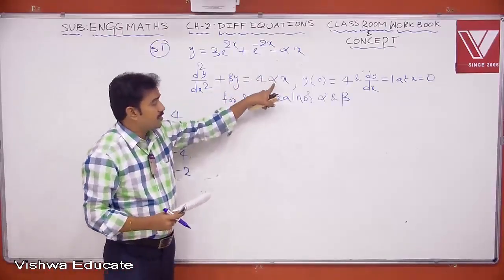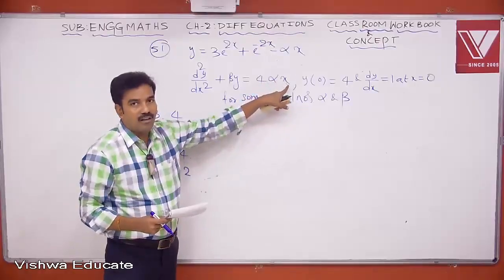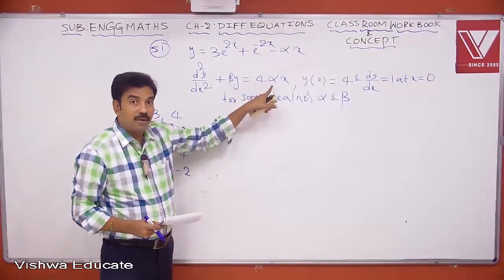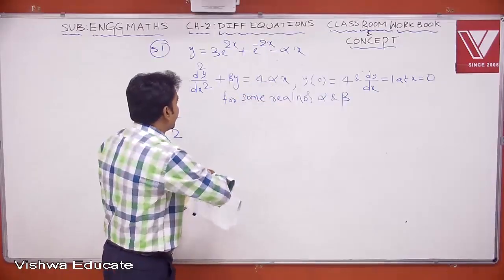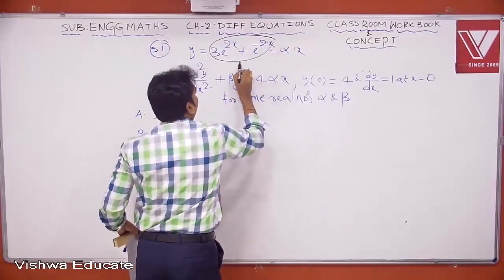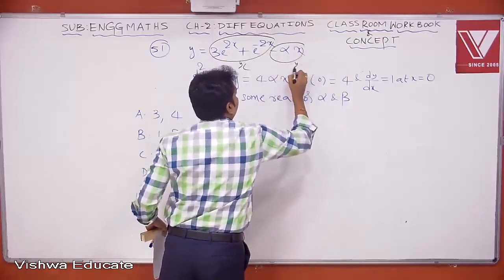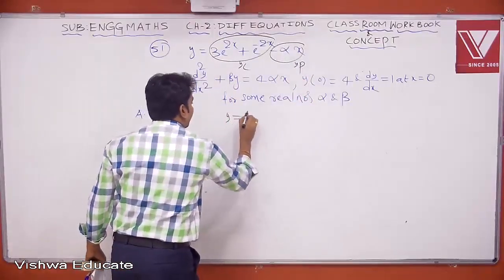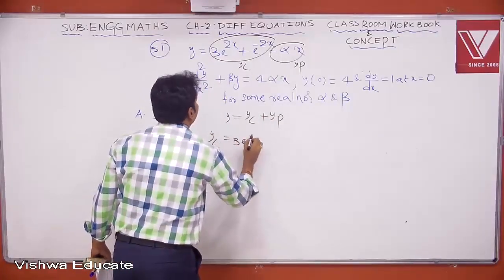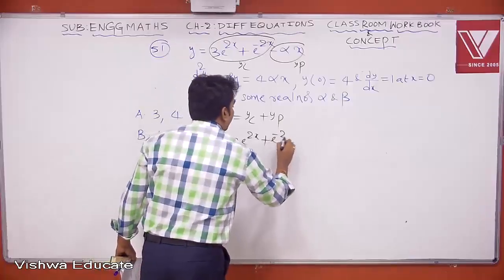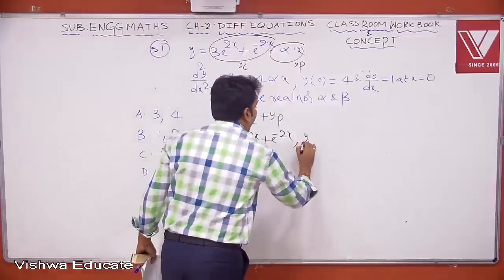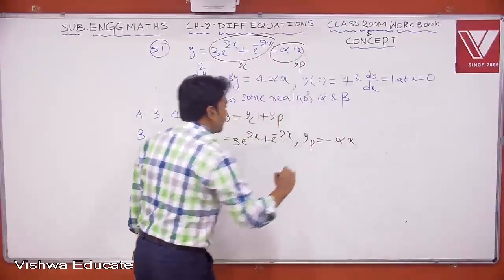It is a non-homogeneous equation, because the right side is 4 alpha x. Therefore, its general solution will be yc plus yp. Now this is basically the yc expression, and this expression is yp. So let me write this out. In this case, the general solution is y equal to yc plus yp. Here yc equal to 3 times e power 2x plus e power minus 2x. Of course, the constants are c1 is 3, c2 is 1. Here yp equal to minus alpha x.